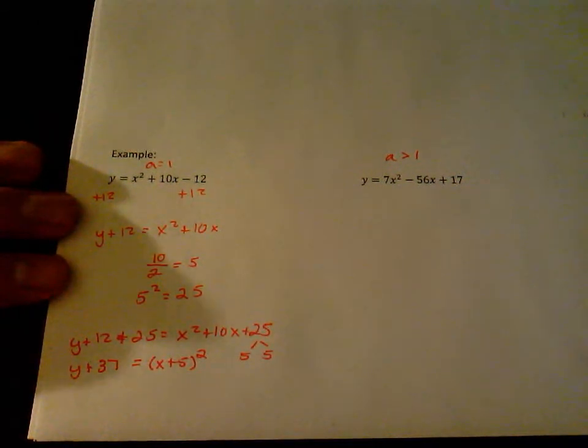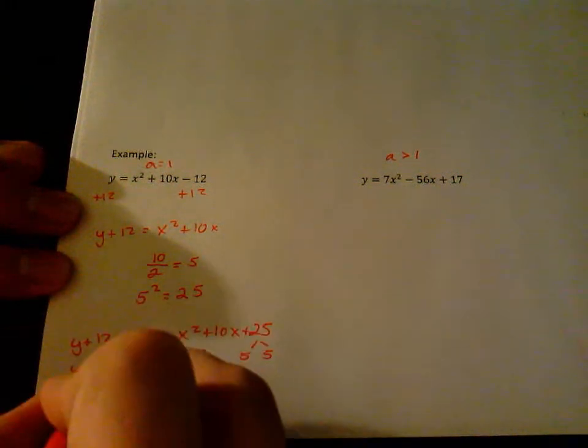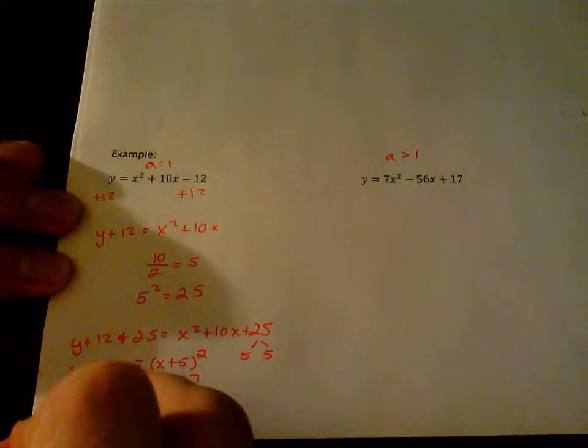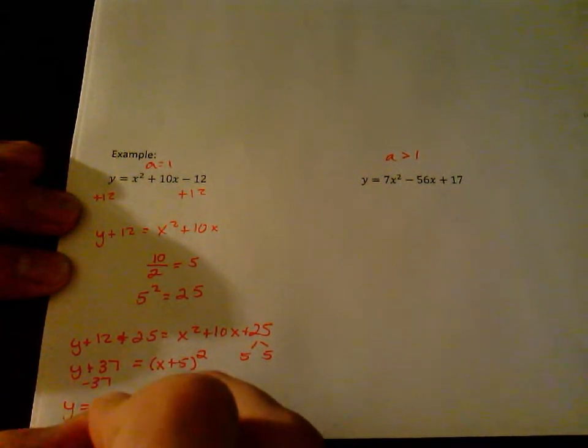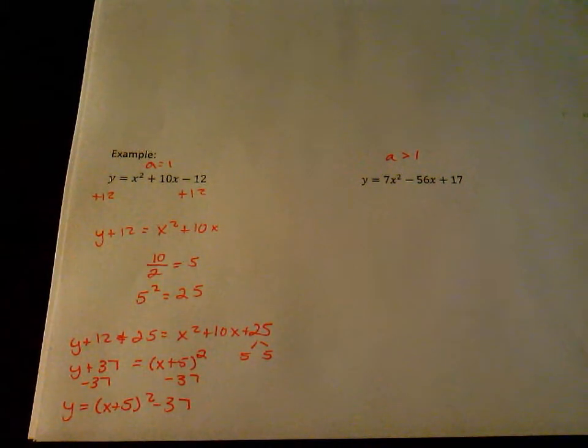Okay? And then our last step is to get rid of this, so you're going to subtract 37 from both sides. x plus 5 squared minus 37. Now we have it in vertex form.